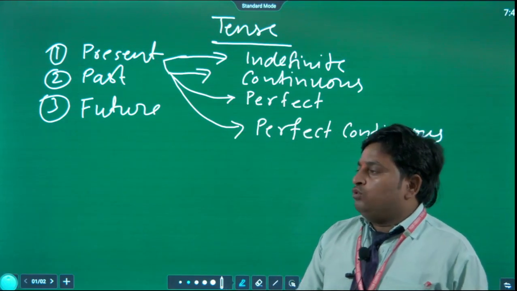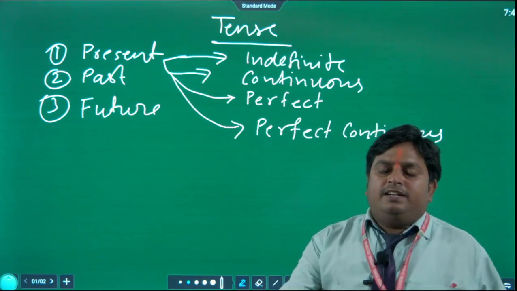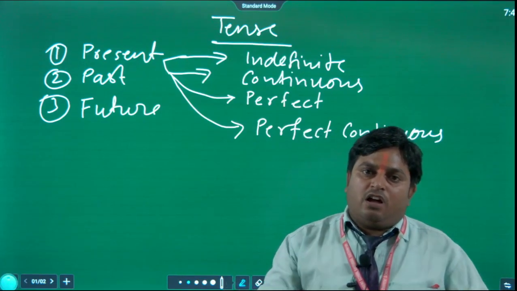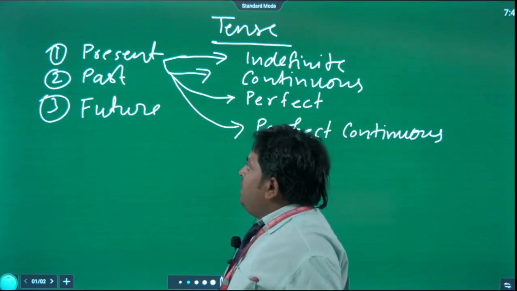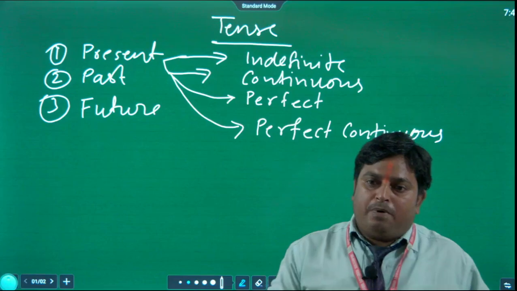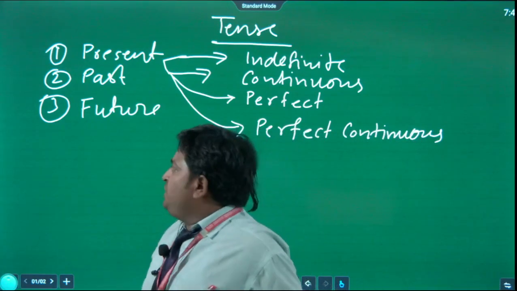Today I am going to tell you about tense. What is tense? Dear students, tense means time; it denotes the actions of a verb in a period of time. There are three kinds of tense: present tense, past tense and future tense. And there are four parts of each tense.